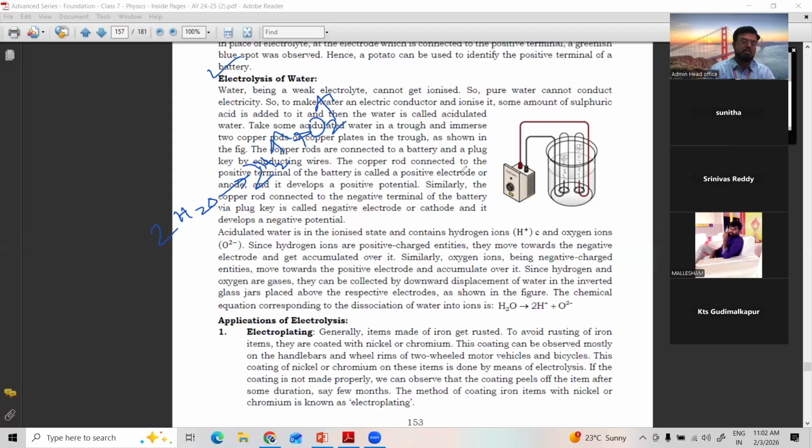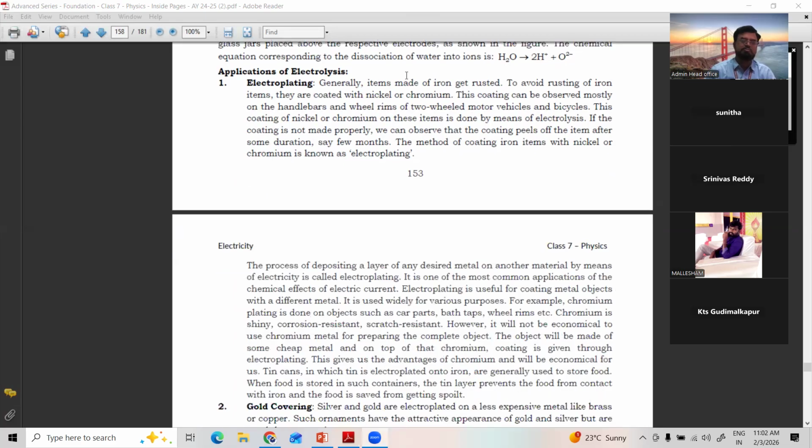Right? Very, very important. Commonly used chemical effect of electric current. Now, when you come to the applications where this chemical effect is used, first one is electroplating.